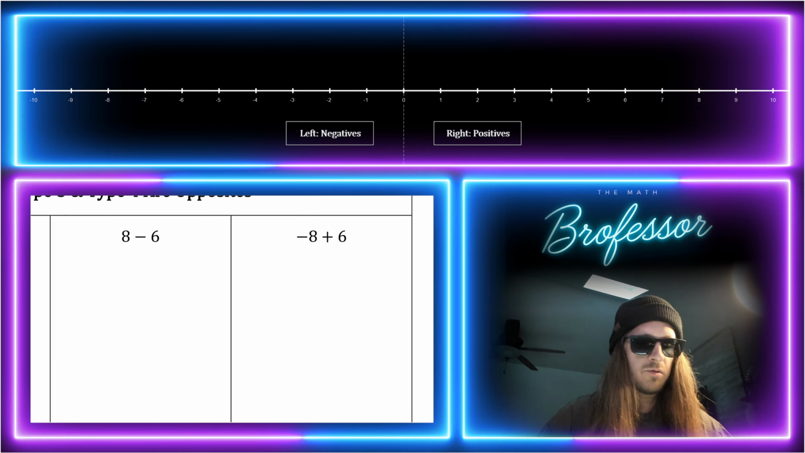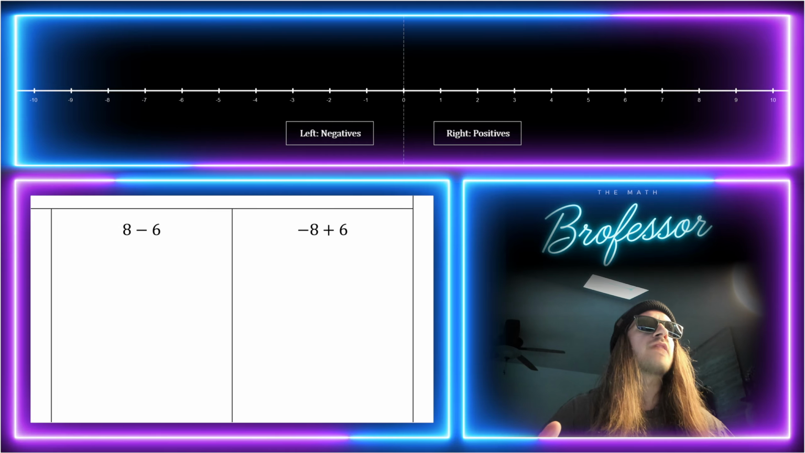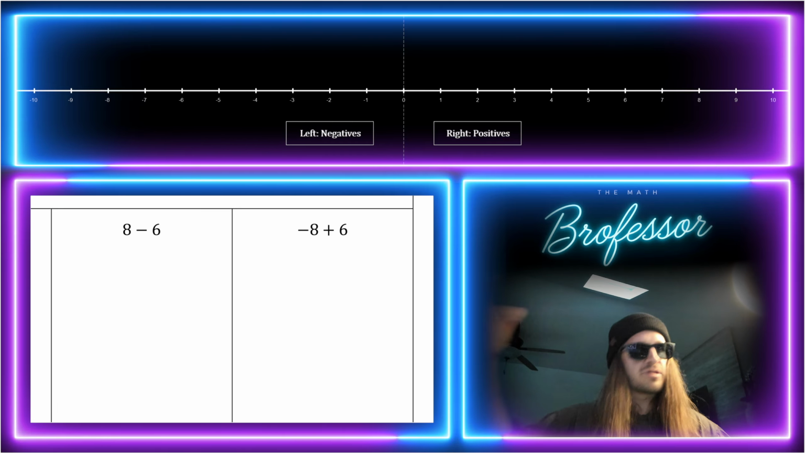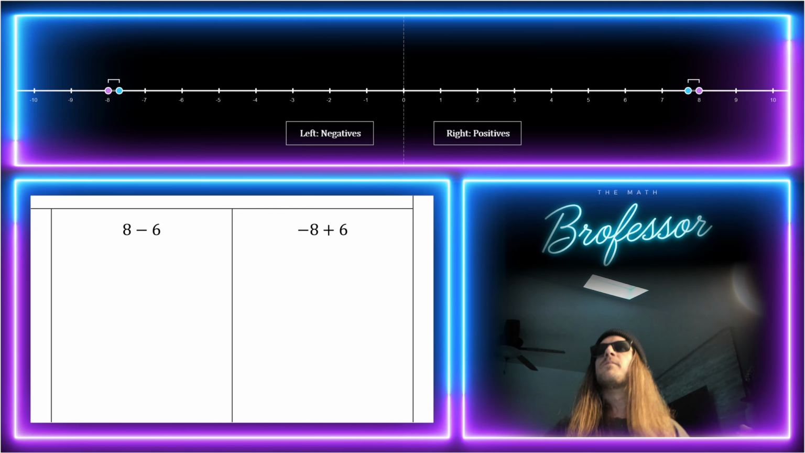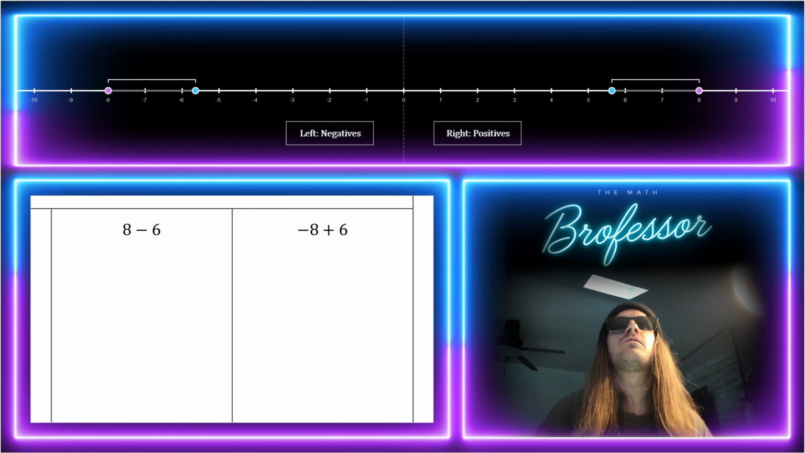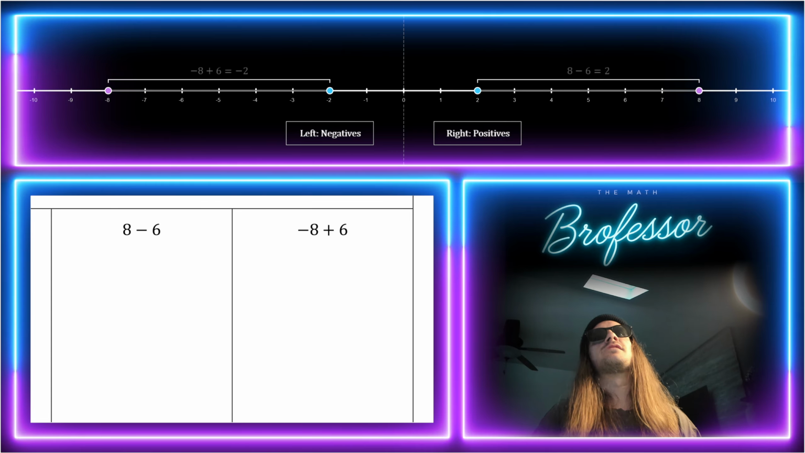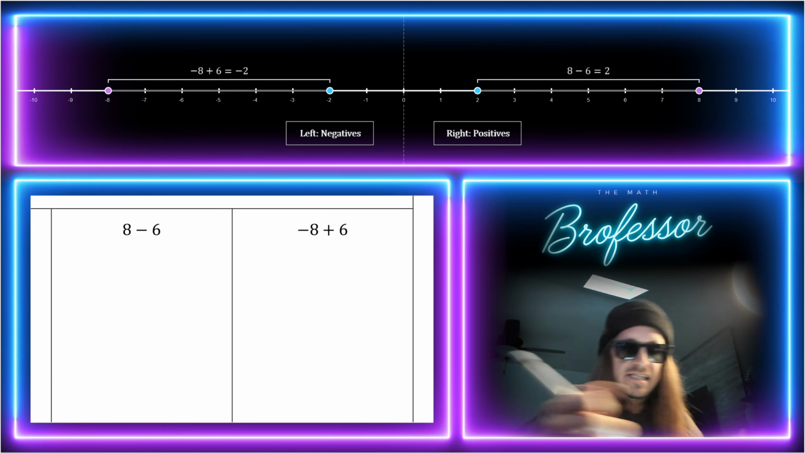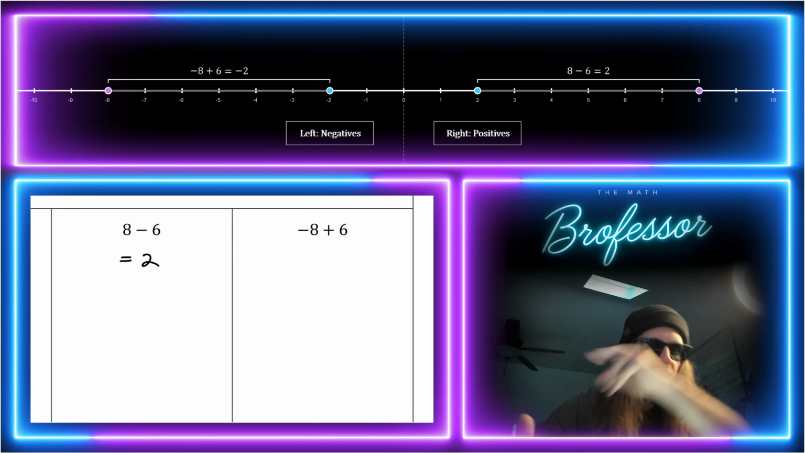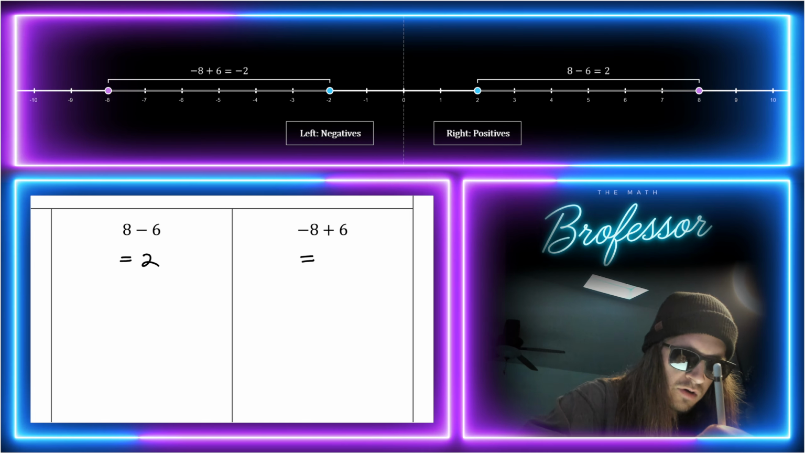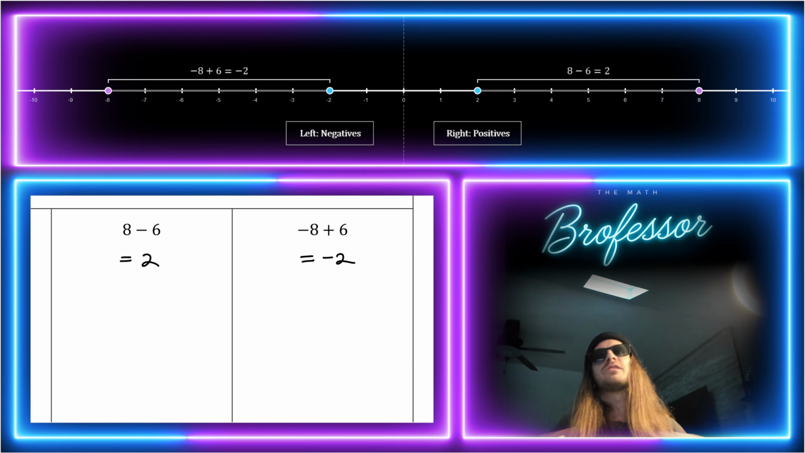Let's do that again here with an 8 and a 6. On one side, we'll start on a positive 8. On the other side, we'll start on a negative 8, and we'll move 6 units towards the middle. 2, 3, 4, 5, 6. So 8 minus 6 is 2. And then on the flip side, negative 8 plus 6 is therefore negative 2. So these are mirror images of each other. They're opposites of each other.